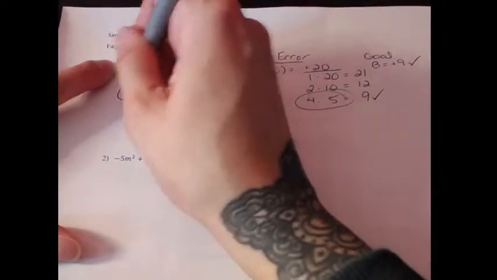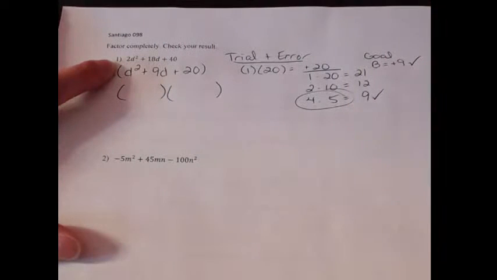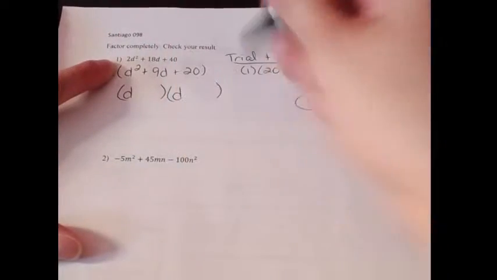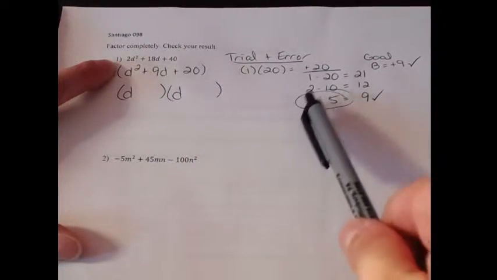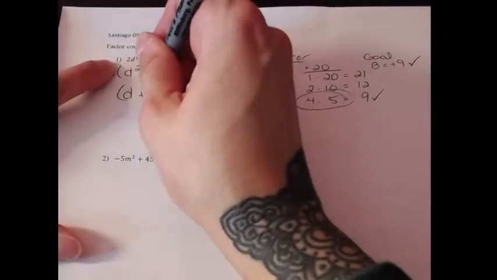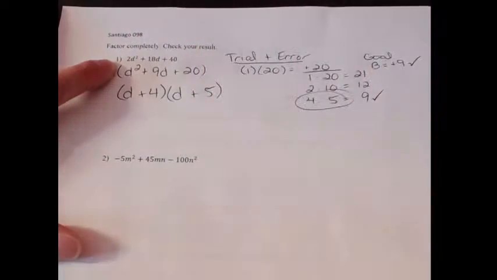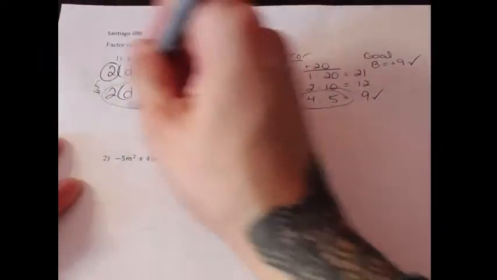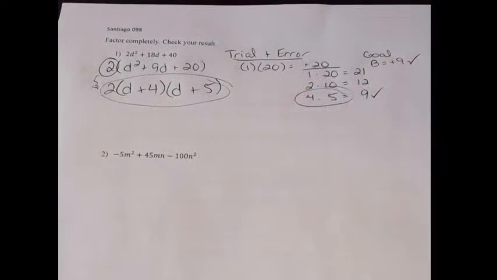So at this point, I'm ready to write my factored form. Notice my first term is d squared. So d times d will give me d squared. And then I have my 2 factors of positive 4 and a positive 5. So I'm going to go ahead and write those inside the sets of parentheses. And of course, reveal my 2, which means it moves right down in front of the sets of parentheses. And there is my factored form.